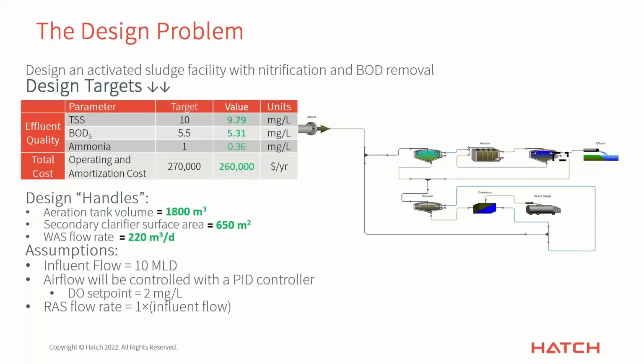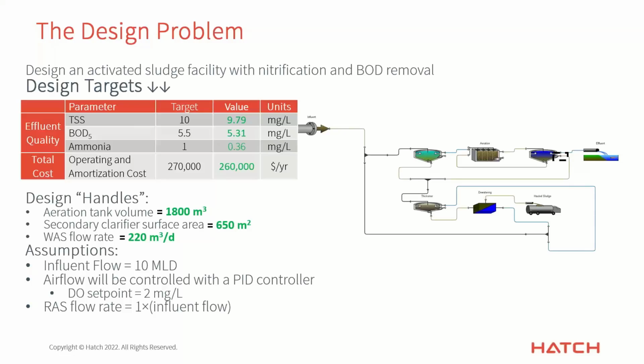Okay, so with all this information in hand, I used GPSX to actually produce the design alternative where I'm meeting all of these targets. So I got all the effluent quality to be below their targets by setting the aeration tank volume to 1,800 meters cubed, the secondary clarifier surface area to 650 meters squared, and the WAS flow rate to 220 meters cubed per day. So at this point, if I didn't have access to GPSX and the Monte Carlo tool, this is where I'd probably just slap on a few safety factors and call it a day.